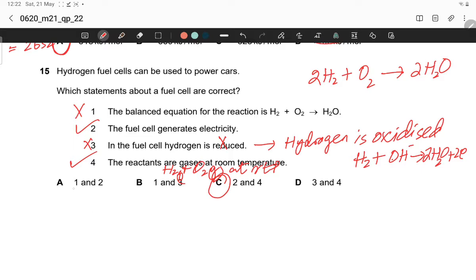2, 4. 1 and 2 is incorrect. 1 and 3 is incorrect. And 3 and 4 is incorrect.